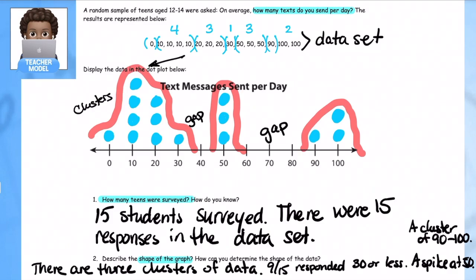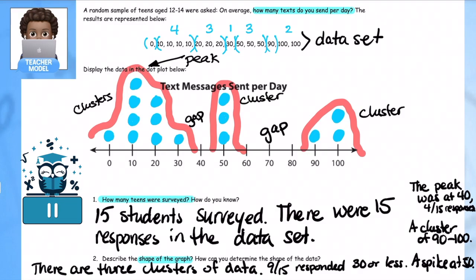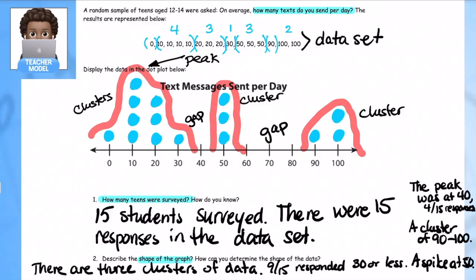I can see the peaks. So my highest data was at 10. So I'm going to say that as well. The peak was at 10, 4 out of 15 responses. Okay, so let's hit pause and jot this down, but you can see there are tons of different ways I can describe our data set. All right, let's go to the next one.